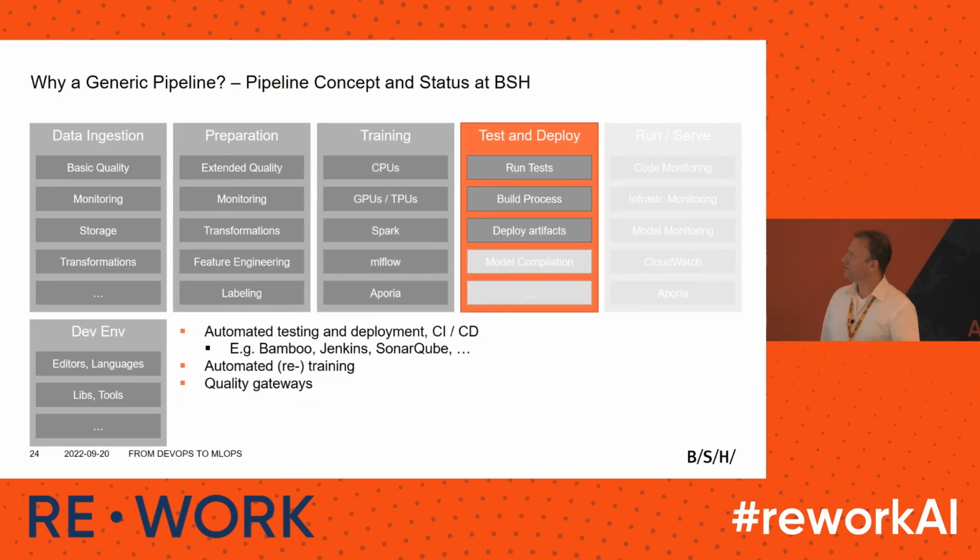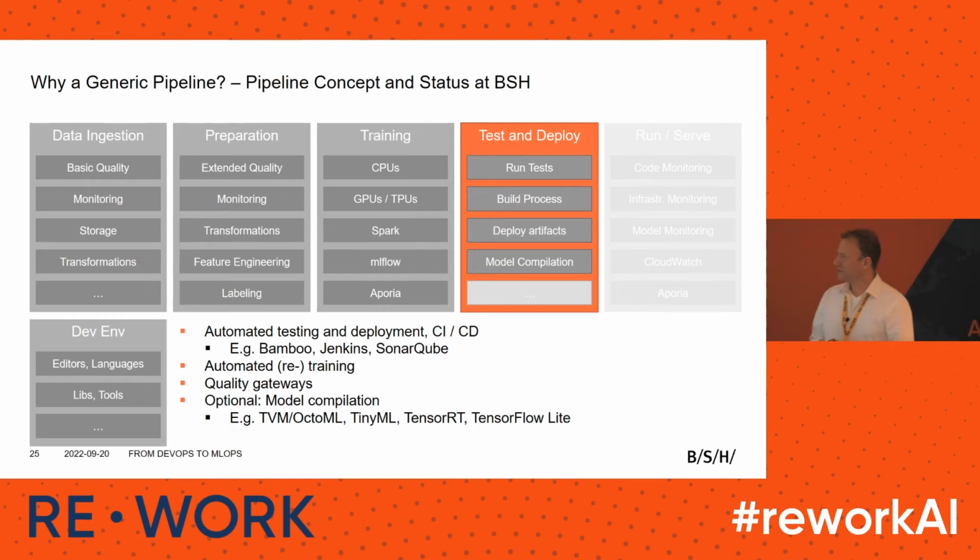Then, again, the traditional processes of the DevOps or MLOps pipeline. You automate the testing and deployment. Here you can use any tool you like, Bamboo, Jenkins. We also use SonarQube for code smells. This is going into the direction of automated retraining. If you get a feedback loop, you could go through this stage again and retrain your models here. Like in traditional DevOps, you have some quality gateways before you do the rollout then.